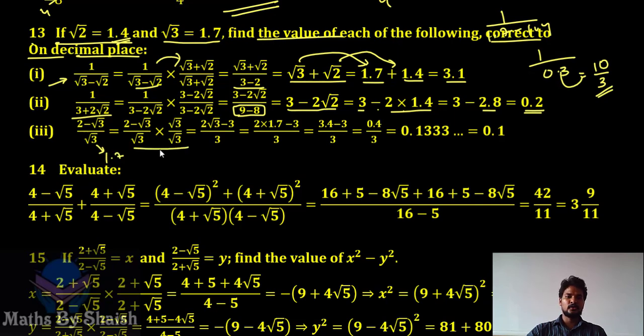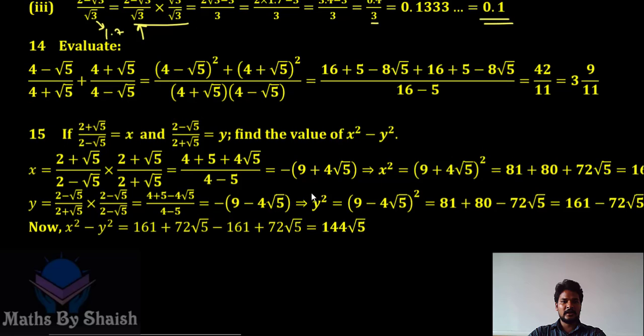The rationalizing factor is root 3 here, because we have a monomial with only one irrational number. We got 2 root 3 minus 3 in the numerator, and the denominator is 3. So 3.4 minus 3 upon 3, that is 0.4 upon 3, and it can be solved as 0.133 and so on. Till 1 decimal place it is going to be 0.1, and hence that is the answer. Now come to the 14th question and the last one.